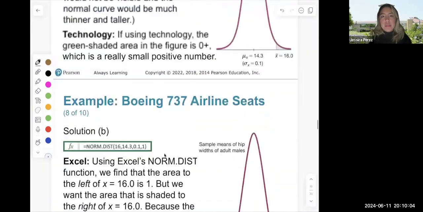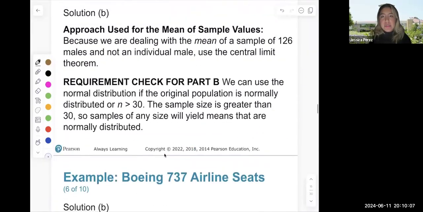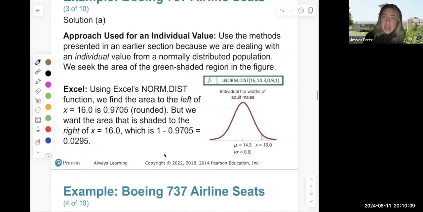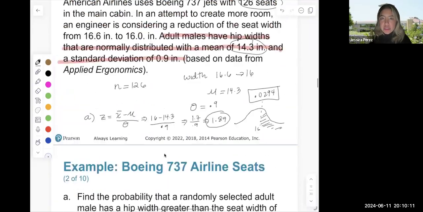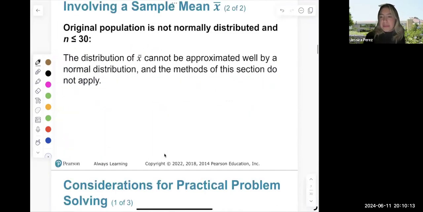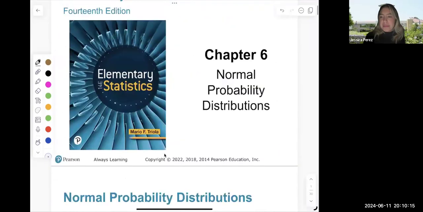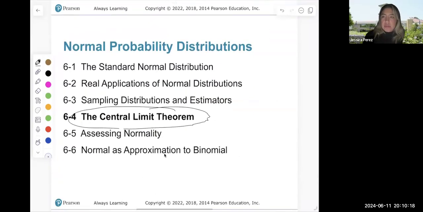Okay, so we saw some examples of applications of a standard normal. We talked about the central limit theorem and being able to do everything from the central limit theorem, going back to z-scores and table A-2.